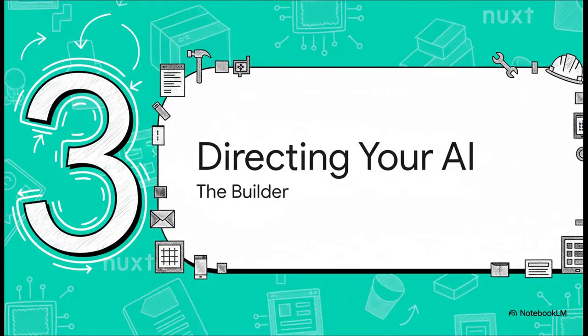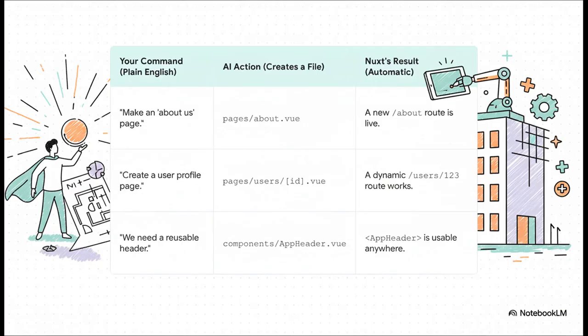All right, this is where it all starts to click. Now that we know the structure and we've met the crew, let's see how you can give really simple but incredibly powerful commands to your AI builder. Just look at this table. This is the magic in action. You give a simple command in plain English, like make an About Us page. The AI knows to just create one file and put it in the Pages folder, and bam! NUXT sees that file and automatically creates a new live /about route. It just works. You state the what, and the system handles all of the how. That is the real power of convention.